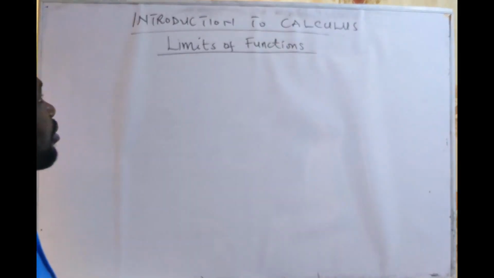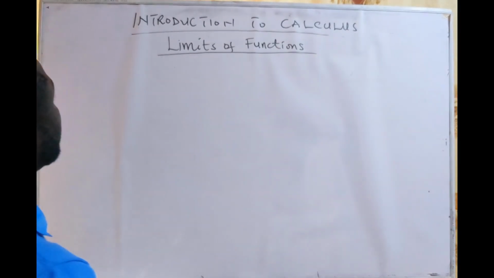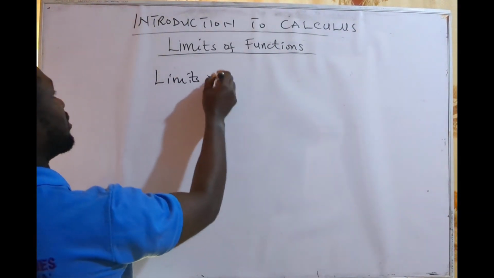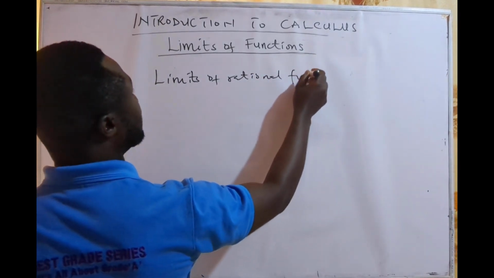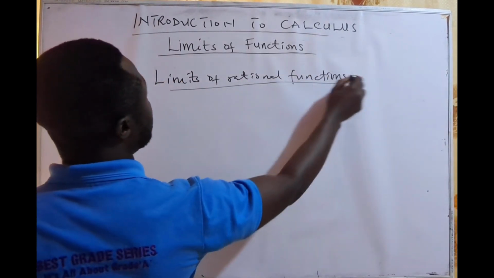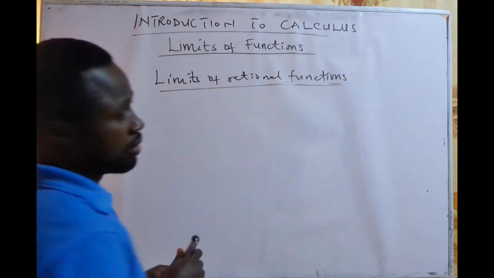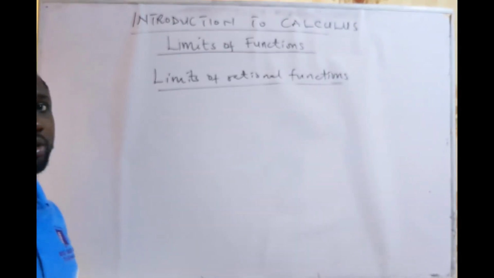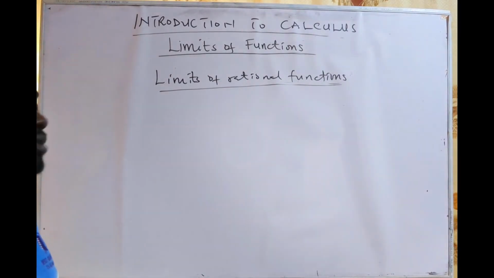Today we are going to continue from where we started. We are going to look at limits of rational functions. That is what we are going to consider today. We have considered limits of some functions, and today we are going to look at a rational function and its limits.